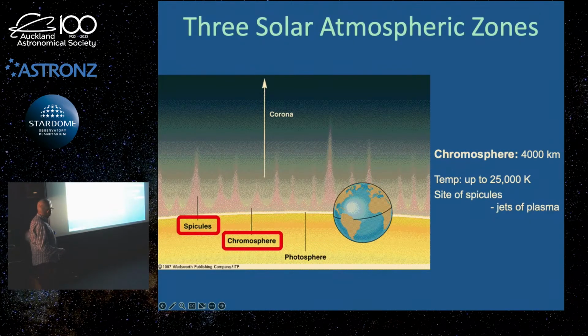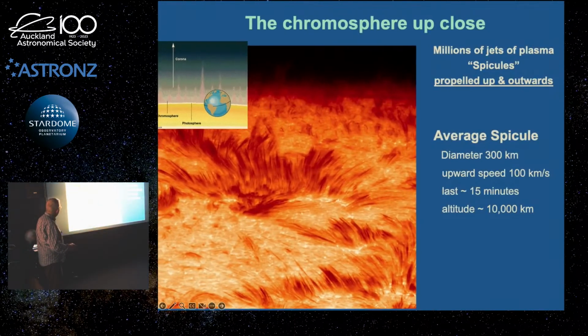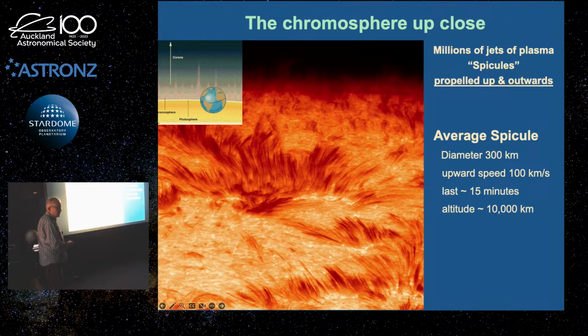Then there's the chromosphere, which is this layer here. It's a little bit of a diffuse layer. It's roughly about 4,000 kilometres. And it has what they call spicules, which are hot jets of plasma shooting up. Got a picture of them here. Look at that. They look like fairy, don't they? Like a carpet almost. But these are spicules. The millions of jets of plasma called spicules are propelled upwards and outwards off the surface of the Sun.